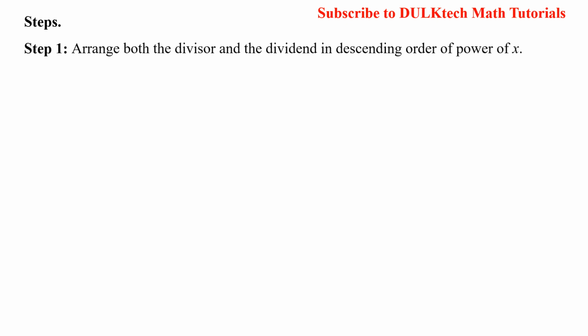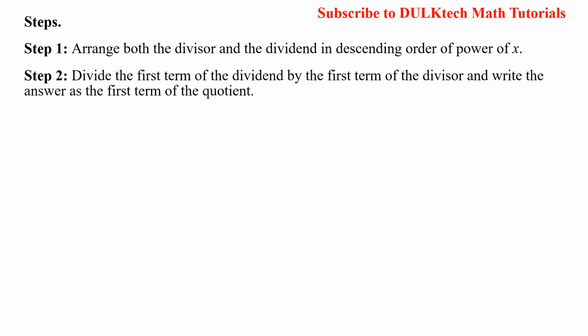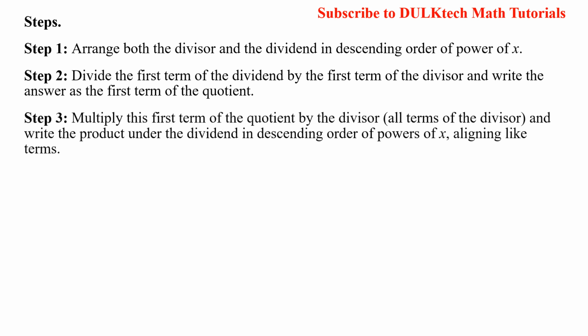Right, step number 1. Arrange both the divisor and the dividend in descending order of powers. Step 2. Divide the first term of the dividend by the first term of the divisor and write the answer as the first term of the quotient. The next step is to multiply the first term of the quotient by the entire divisor and write the product under the dividend in descending order of powers of x, aligning like terms. You understand this better when we work out a few examples.